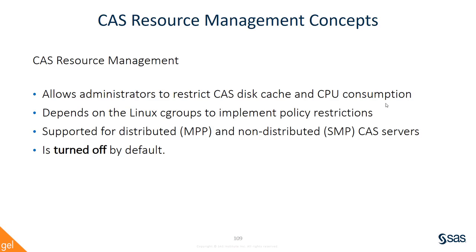Now, we do depend on Linux cgroups for this operation. So cgroups must be implemented on the operating system. And this is distributed or non-distributed, so it doesn't matter. Either form of CAS server can have this resource management capability. But by default, it's off. So as part of the tasks of an administrator to implement resource management, we have to turn it on.